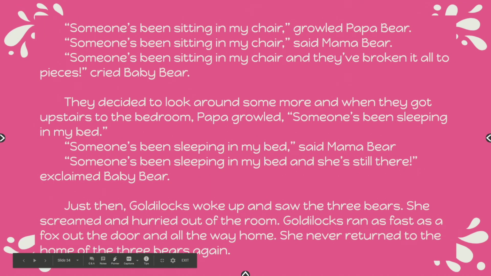Someone's been sitting in my chair, growled Papa Bear. Someone's been sitting in my chair, said Mama Bear. Someone's been sitting in my chair and they've broken it all to pieces, cried Baby Bear.